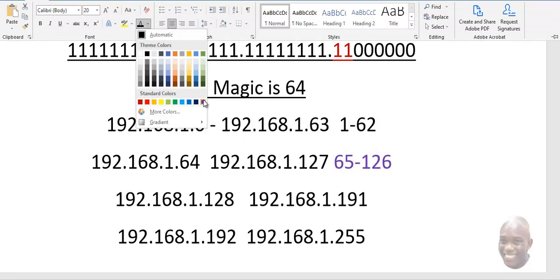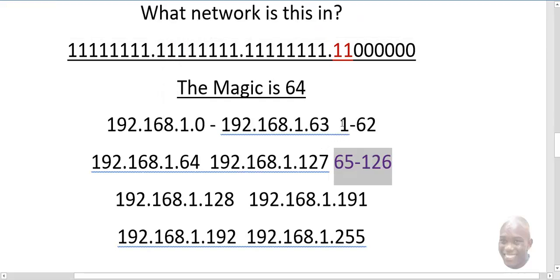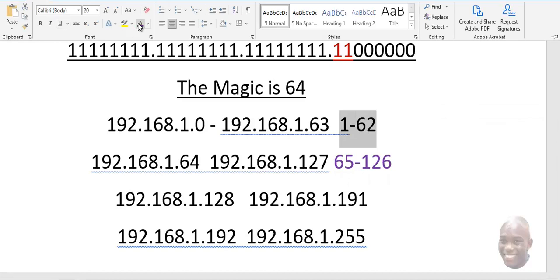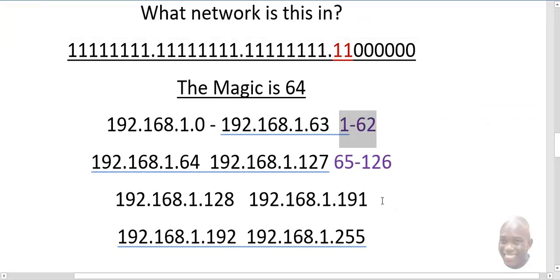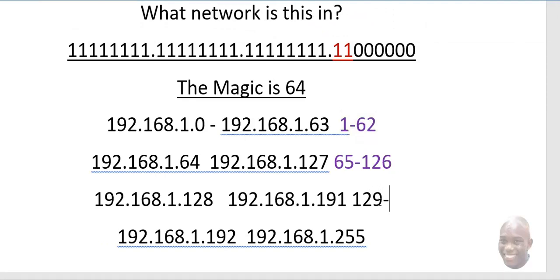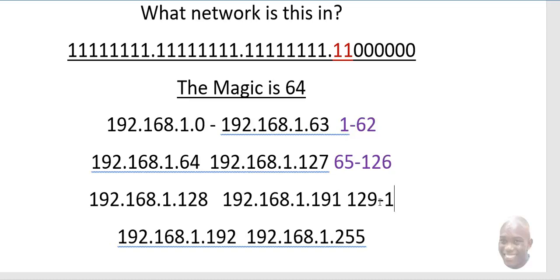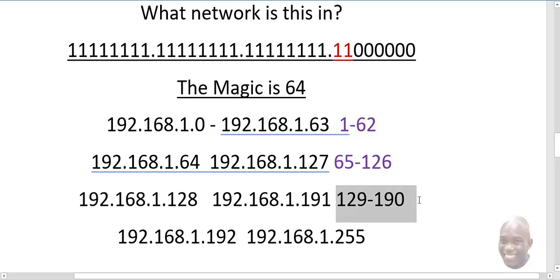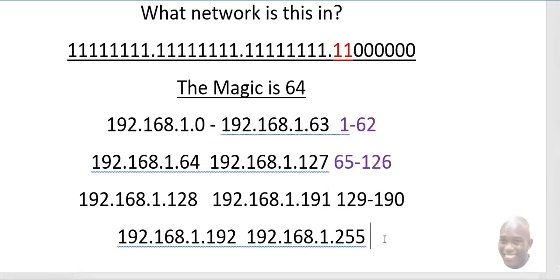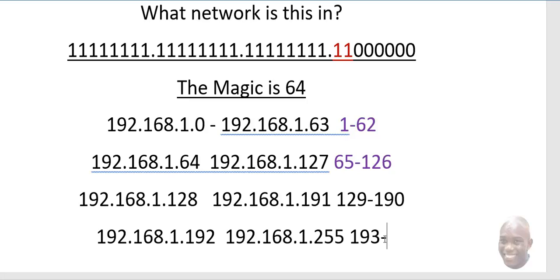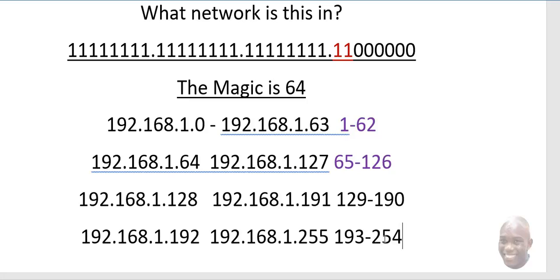Alright, put it in purple in fact. Alright, and the other network, which is this one here, the usable host between 129 to 190, right? And the last one will be between 193 as usable host to 254, right?